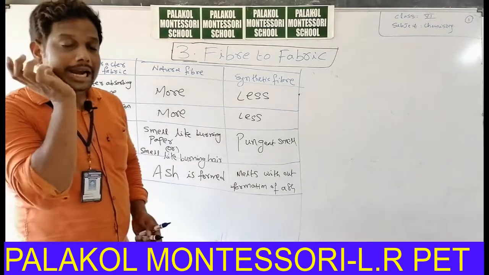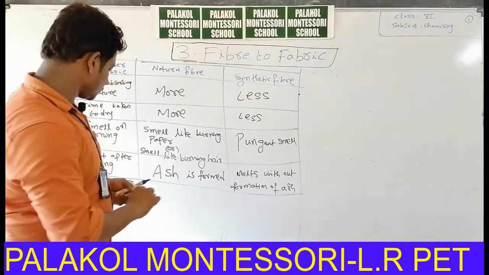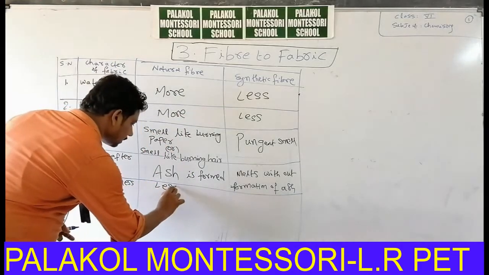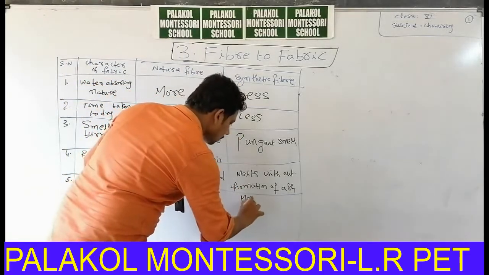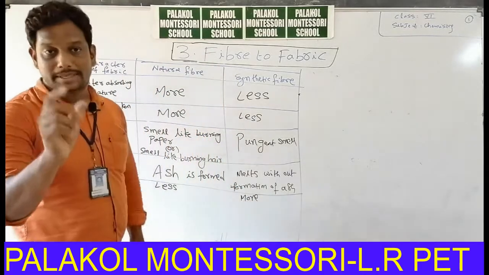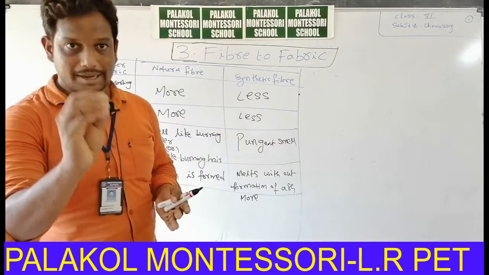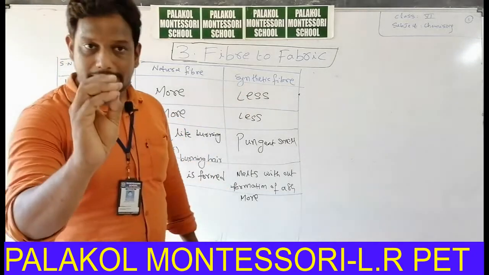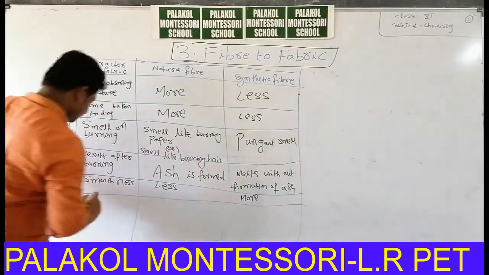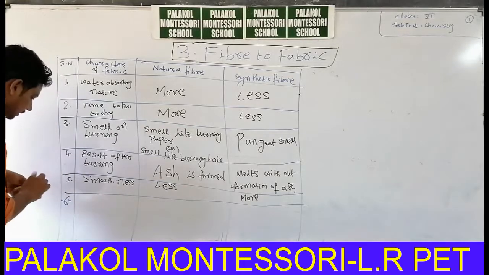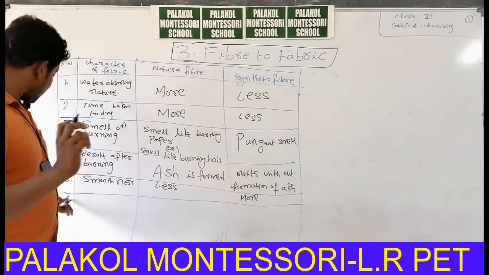Smoothness of natural fibers is less, smoothness of synthetic fibers is more. Smoothness of natural fibers, that is cotton, silk, jute, wool, is less when compared with synthetic fibers. Next, last property, sixth one, flexibility.